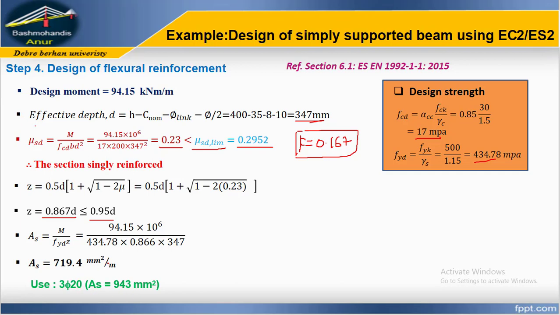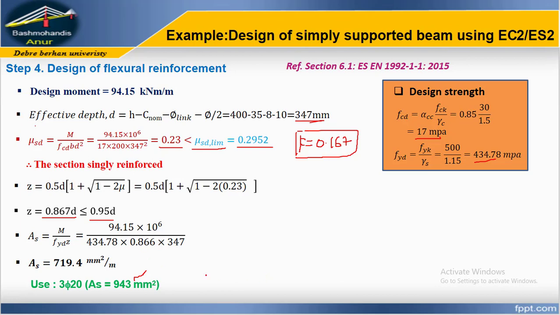So, it's about the higher diameter and the standard amount. You have to know the required area of steel, and you have the provided area of steel, okay? Now, we have designed the beam for carrying 94.15 kN·m per meter moment, okay? Therefore, this area of steel is enough to resist this bending moment.